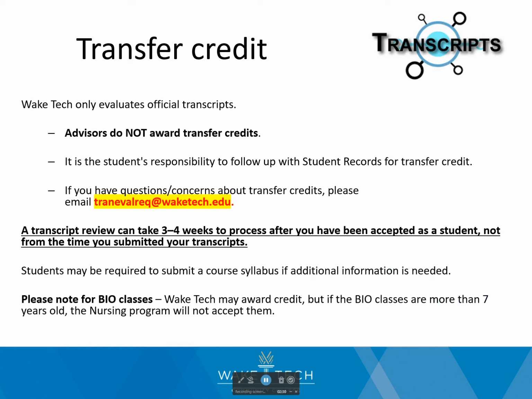Transfer credits. Like I said, there are lots of transcripts. Once you're accepted as a pre-nursing student, as long as we have your official college transcript, it can be evaluated. Please understand that advisors do not evaluate the transcripts, and we don't award transfer credit. We can look at them and give you an unofficial evaluation and say we think you might get credit for these courses, but the registrar is the only one who can process the transcript evaluations. It can take 3 to 4 weeks to get those processed.